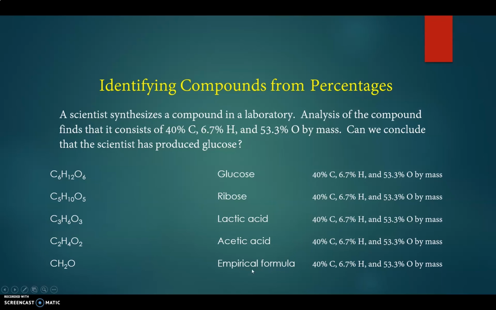We talked about empirical formulas in an earlier video. So all of these compounds have the same empirical formula. So we can't be sure which of these it is. It could be a myriad of other compounds. It could be C20H40O20 for all we know. There's an almost limitless number of compounds that could have a ratio of 1 to 2 to 1. So we're going to need additional information to figure out which of these compounds happens to be our mysterious compound that the scientist has just prepared.